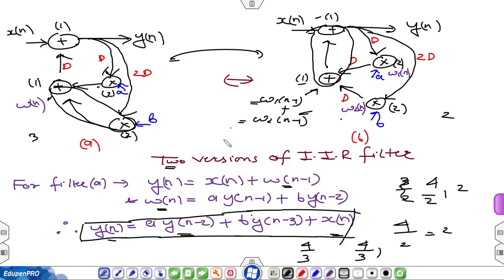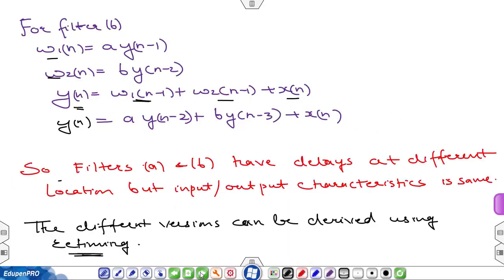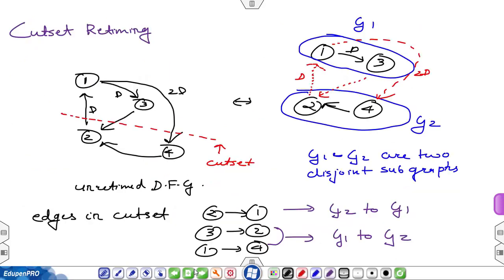So to transform filter A to filter B, the technique used is called retiming, and it can be obtained by performing cut set retiming. Okay, so during pipelining I have already explained the concept of cut set.